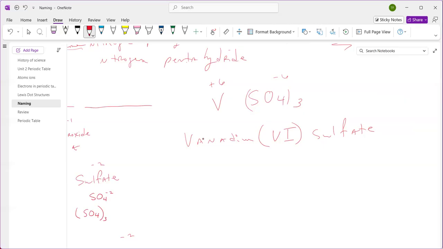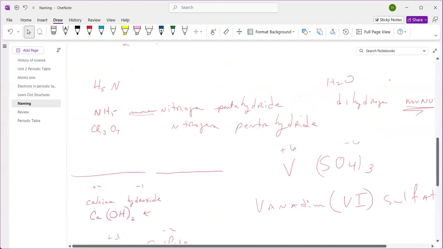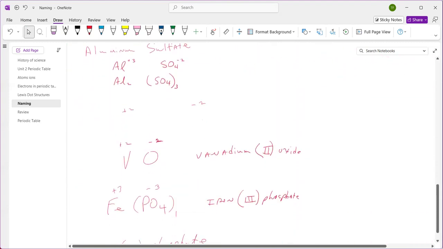Okay, does this make sense? The sulfate is always -2, but it automatically forces the one vanadium to balance it off. That means it's got to be a +6 to balance it out. Now, I've gone over most of the gotchas on this. It's just a matter of practicing these.